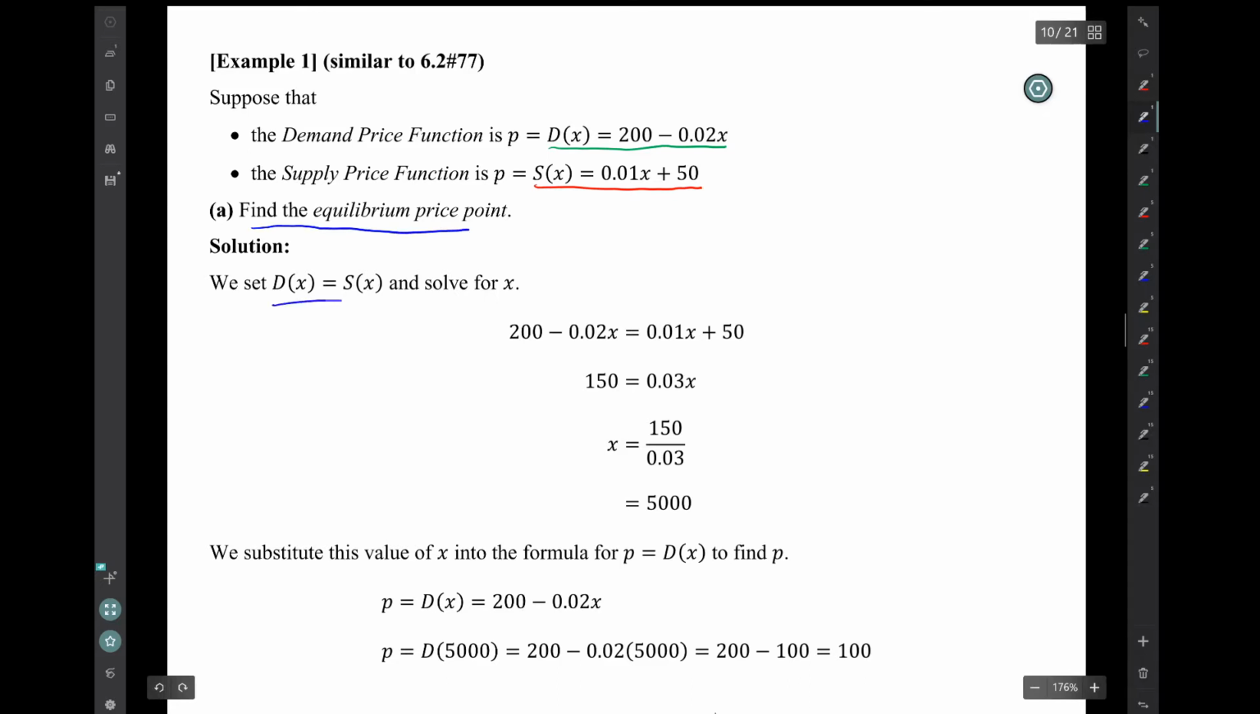Well, we have to set d of x equal to s of x and solve for x. So there's my d of x and my s of x set equal to each other. We solve for x, and the result is x equals 5,000. We substitute this into the formula for d of x to find p. So there's the formula for d of x. When I substitute in x equals 5,000, I find that the value of p is 100.